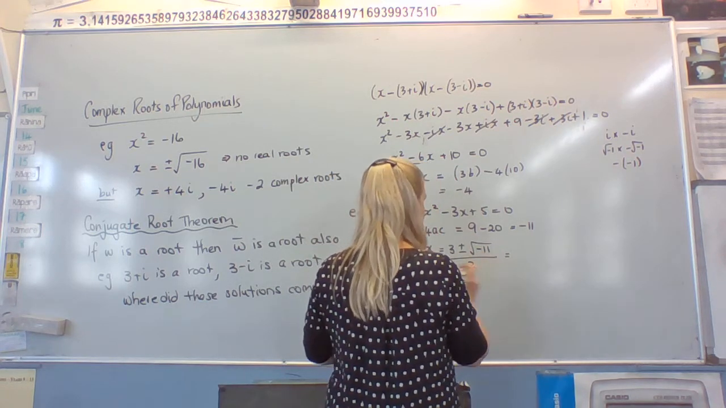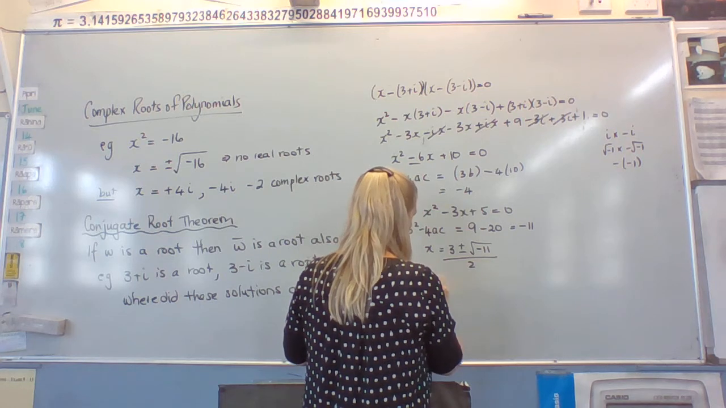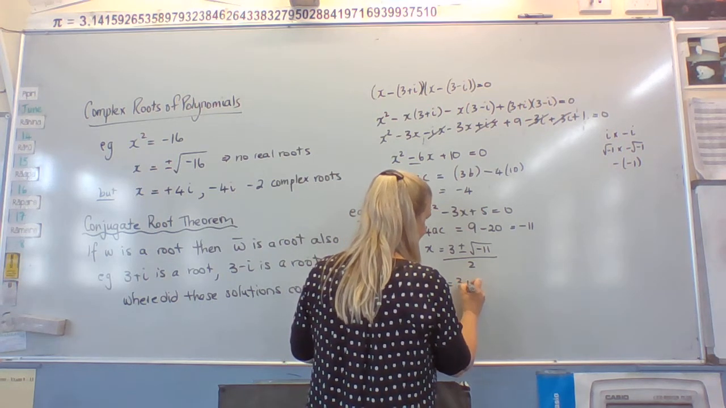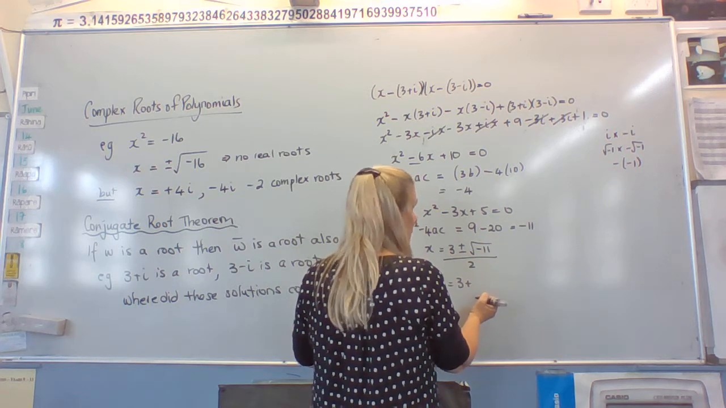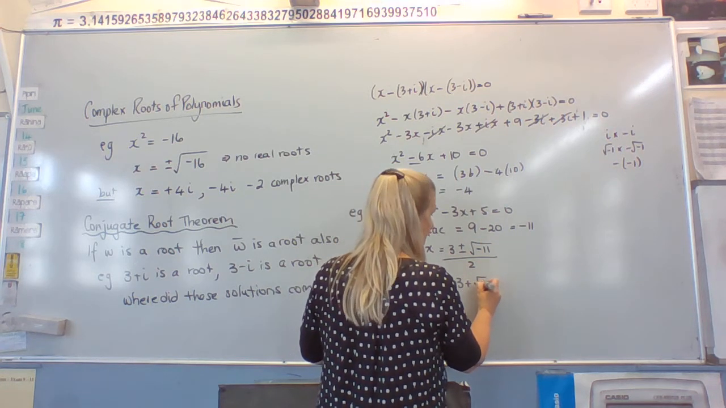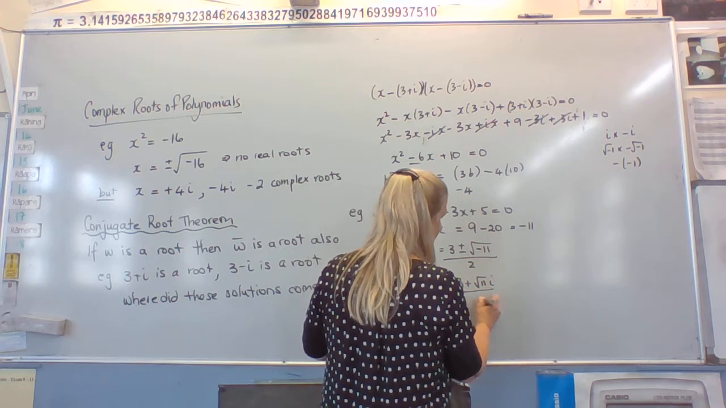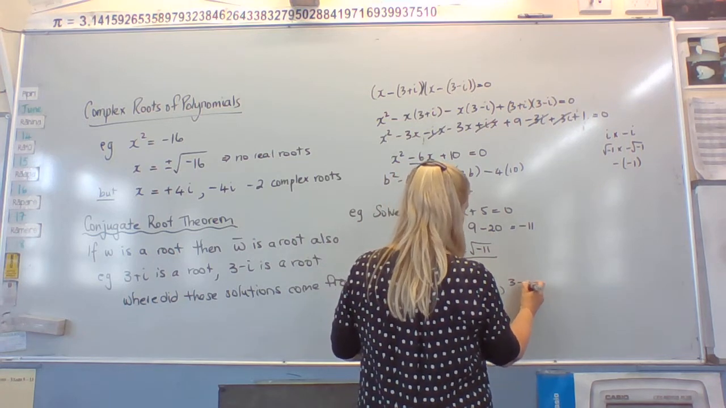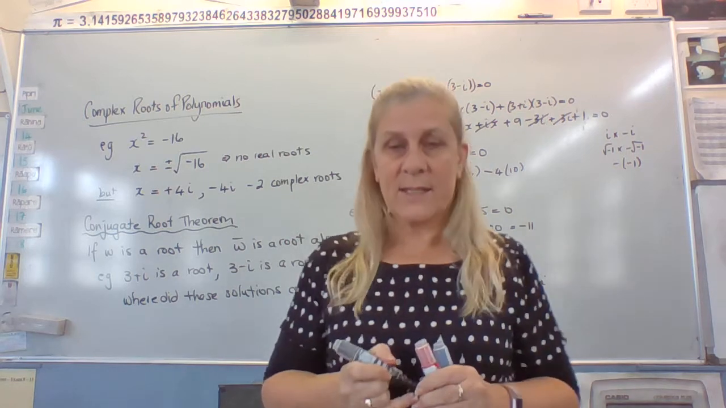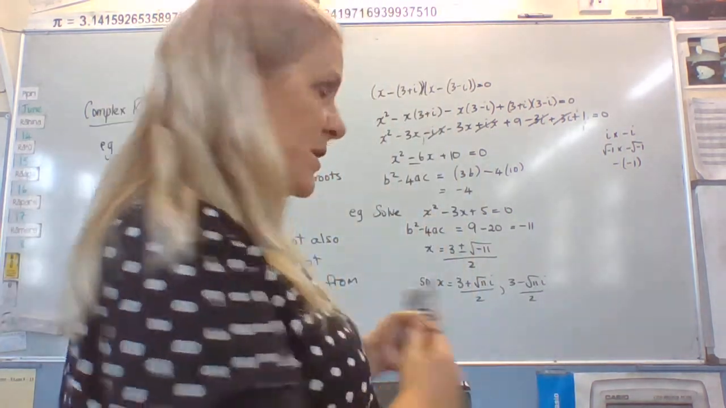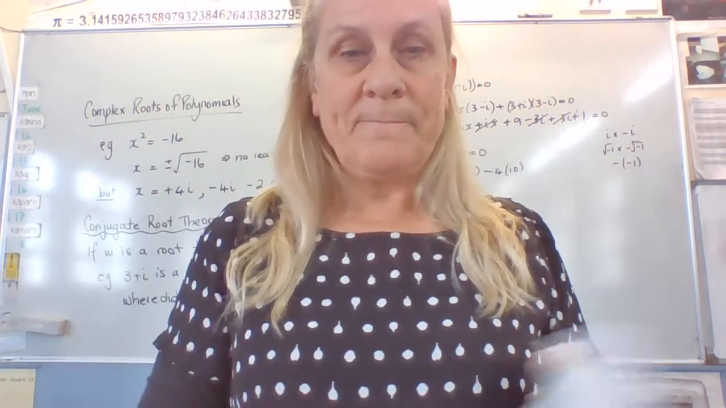We've got 3 plus, what does that equal? Square root of 11i over 2, and 3 minus the square root of 11i over 2. Two complex solutions, perfectly written.